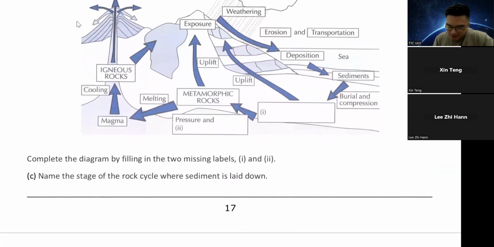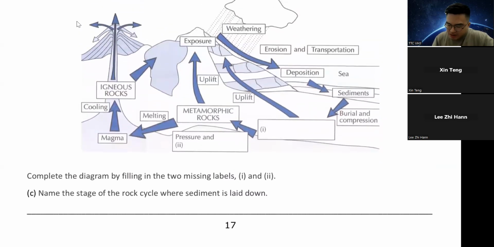Okay, so complete the diagram by filling in the two missing labels. So this is from, oh, okay, so sediment, they will turn into sedimentary rock. Okay, and then under pressure and heat, they will turn into metamorphic.